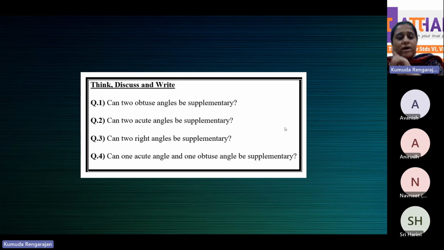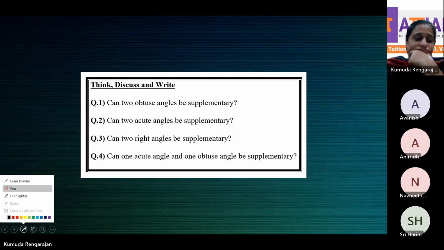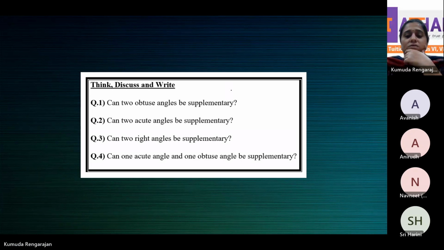Answer the last one. Can one acute angle and one obtuse angle be supplementary? One acute and one obtuse.